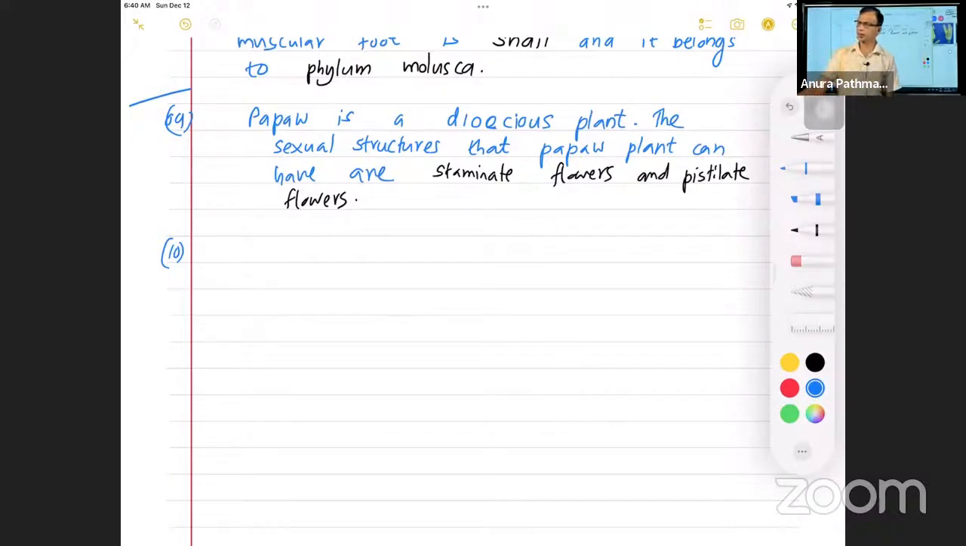Right. Next one. Given below are some hormones: FSH, insulin, IAA, ethanol.